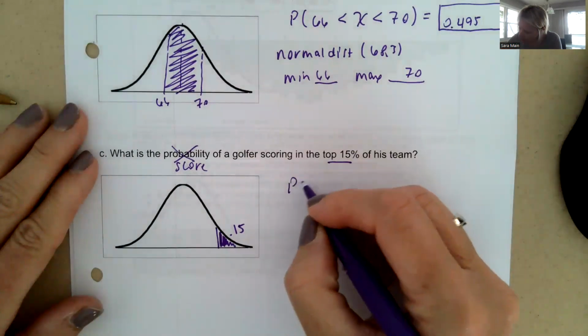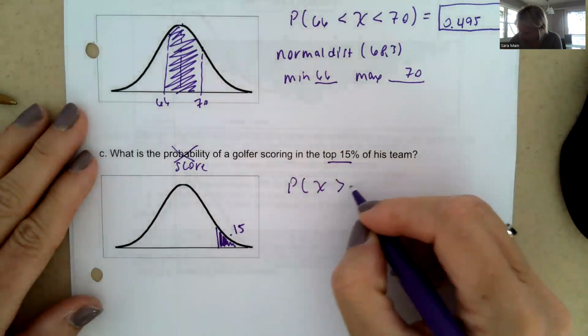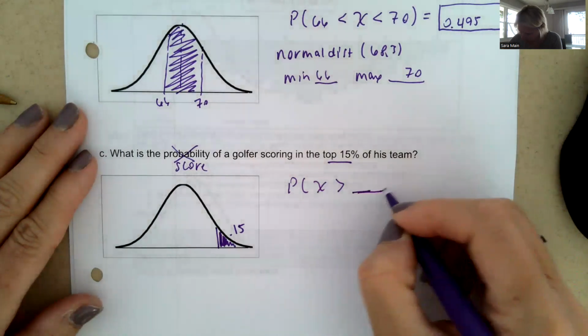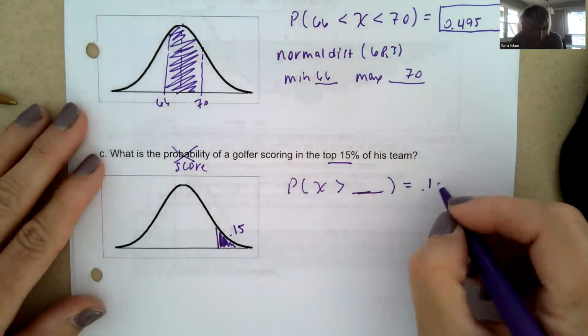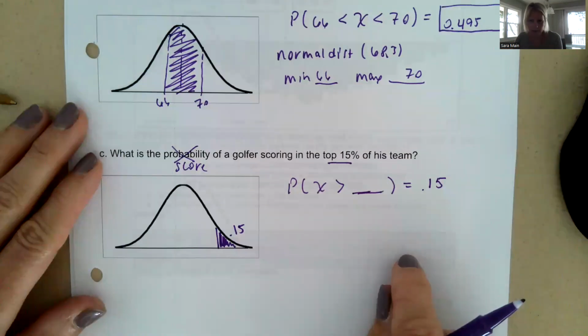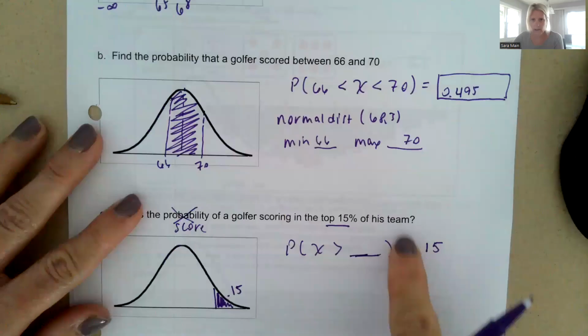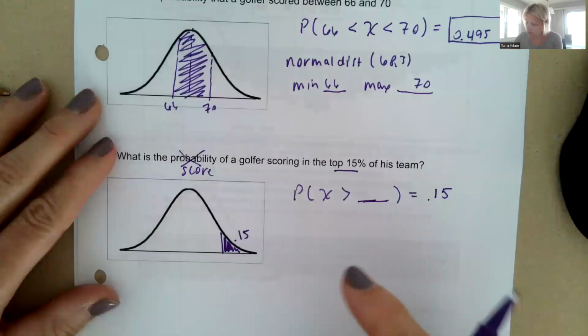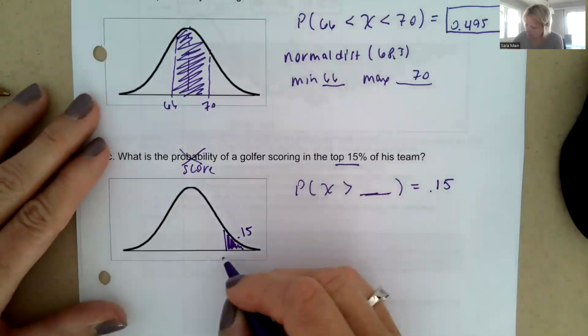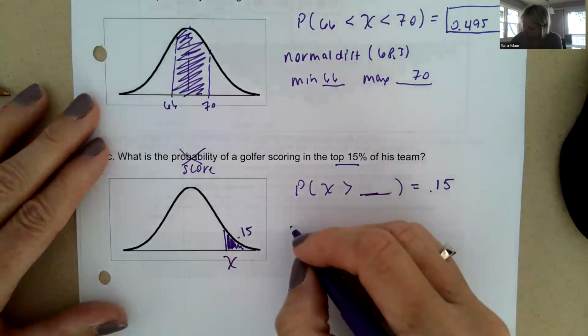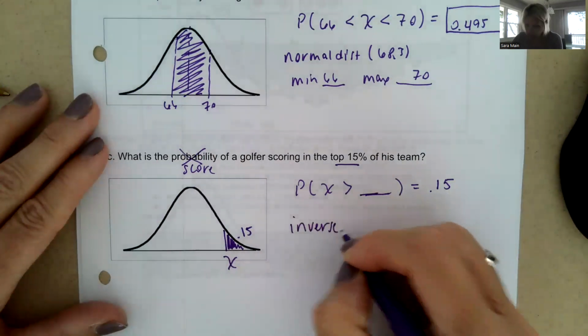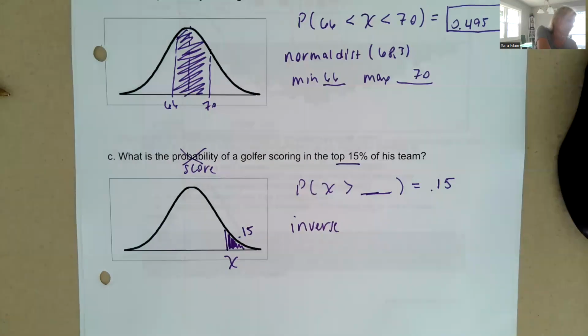So we want to know what X will have to be bigger than to be equal to 15%. So this time, before we were finding the probability out here and we knew the X value, but now we're trying to look for the X value. So this is where we're going to have to tell it we want to know the X. So we're going to have to do the inverse. We're going to do this one right here. So the inverse normal.